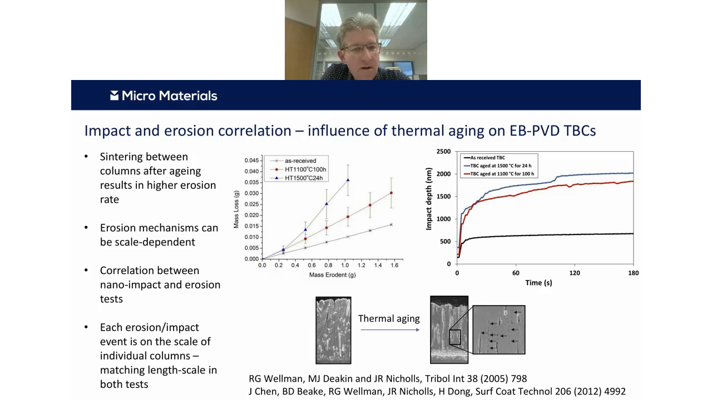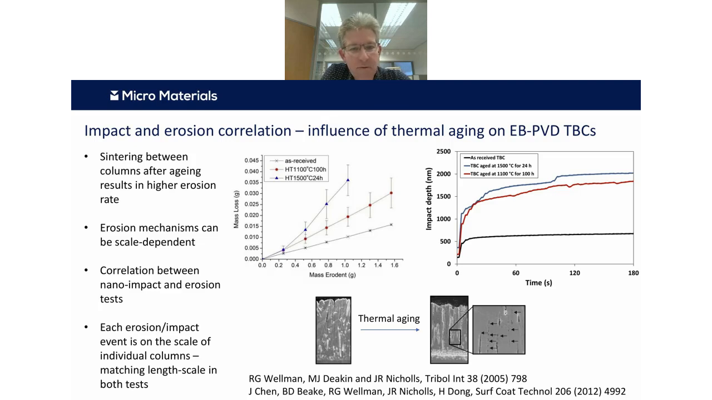What they found was that after thermal aging, the erosion resistance of these TBCs decreased. When they looked under the microscope, in cross-section, they found that this was due to sintering, both between the columns and within the columns. This ultimately led to the possibility of more material being removed per impact, and cracks that form subsurface would then be able to travel more effectively across columns. So some of the strain tolerance in the system was being lost.